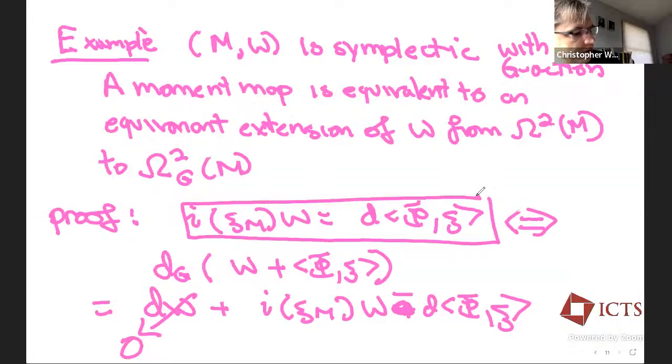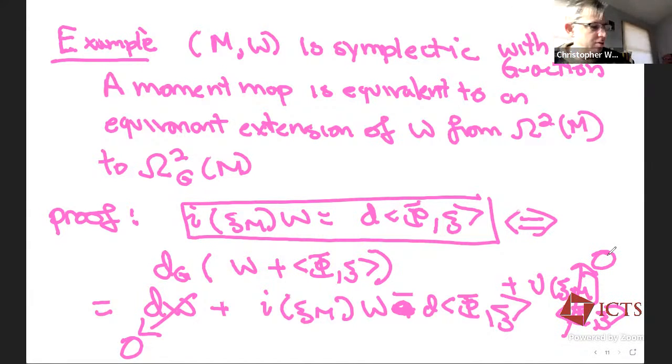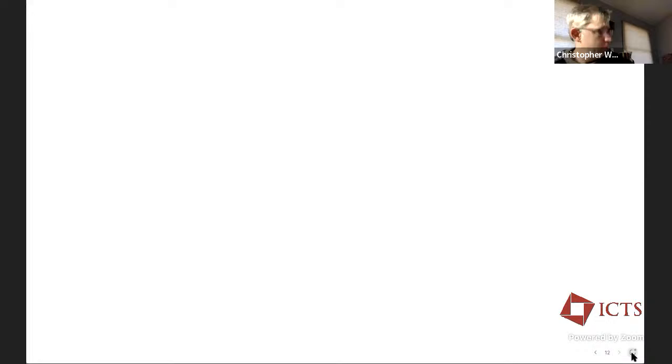And then I have a final term, which is the contraction of i_{c_M} with i_c. But this is just 0 for degree reasons, because the contraction of a 0-form with the vector field is equal to 0. So this would be a typical example. Okay, so now we can state the Kirwan surjectivity theorem.